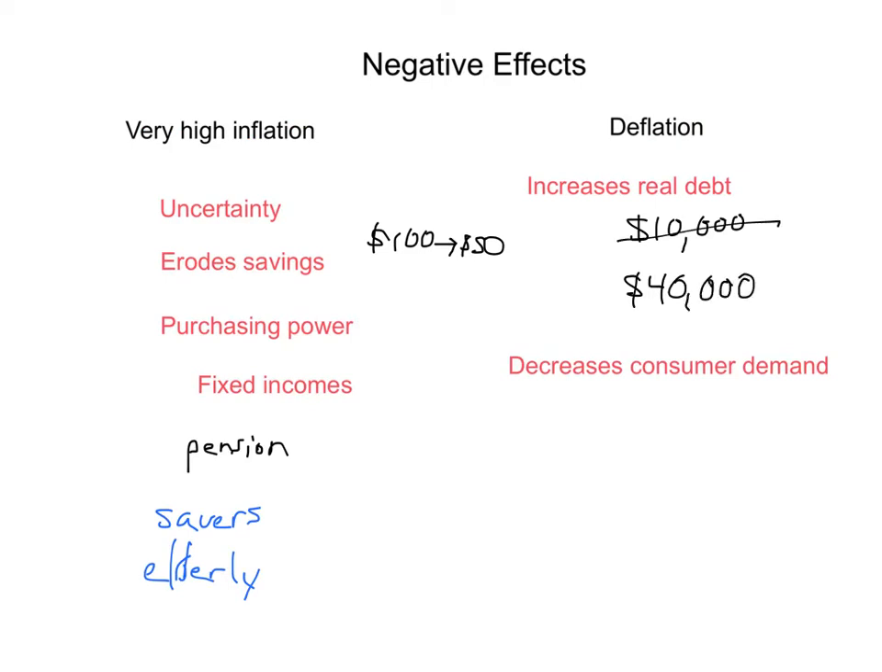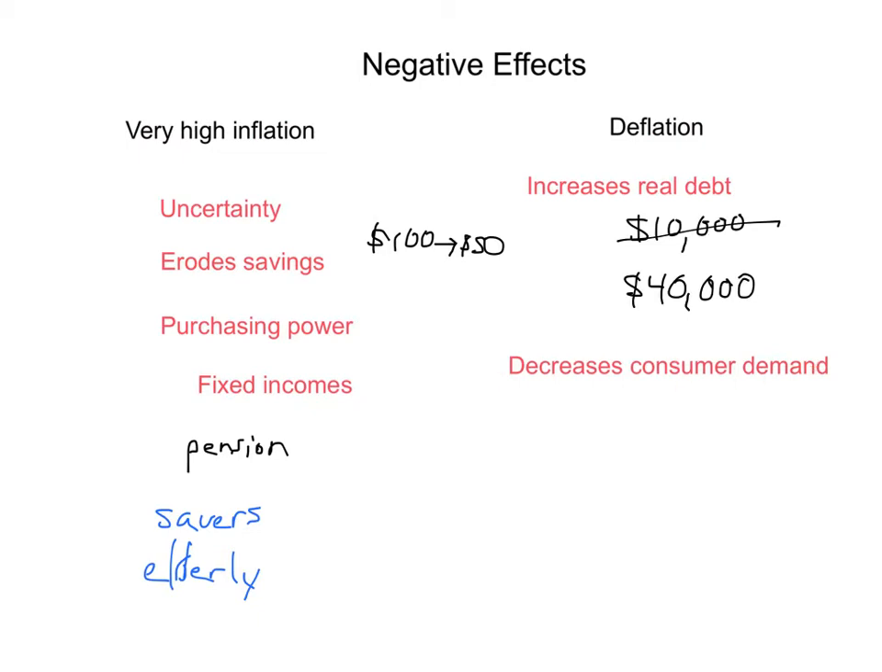It also decreases consumer demand, weirdly enough. You would think that if prices go down, consumers would say, hey, prices are lower, let's buy more stuff. But in reality, what people actually do is they wait for prices to go down more.